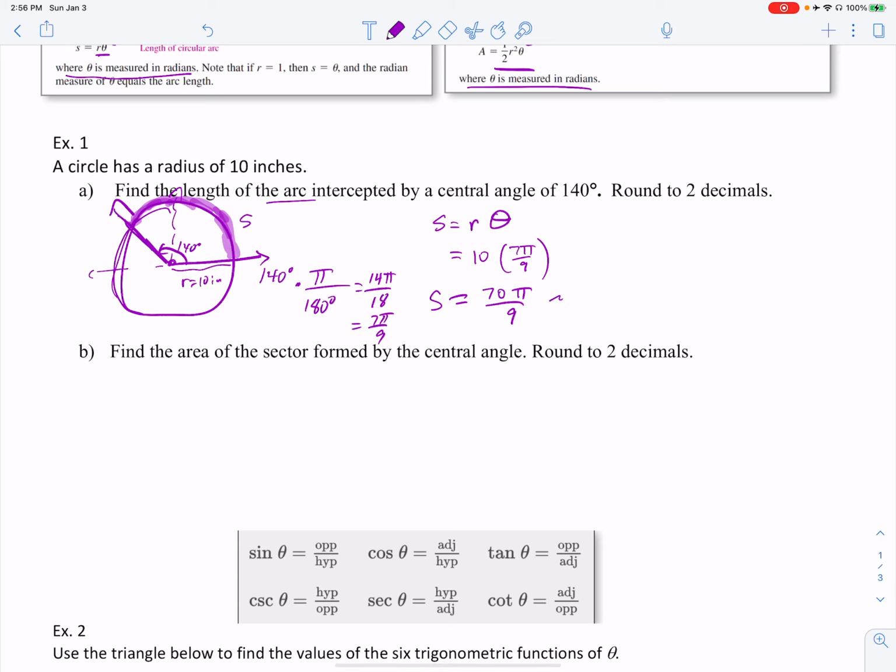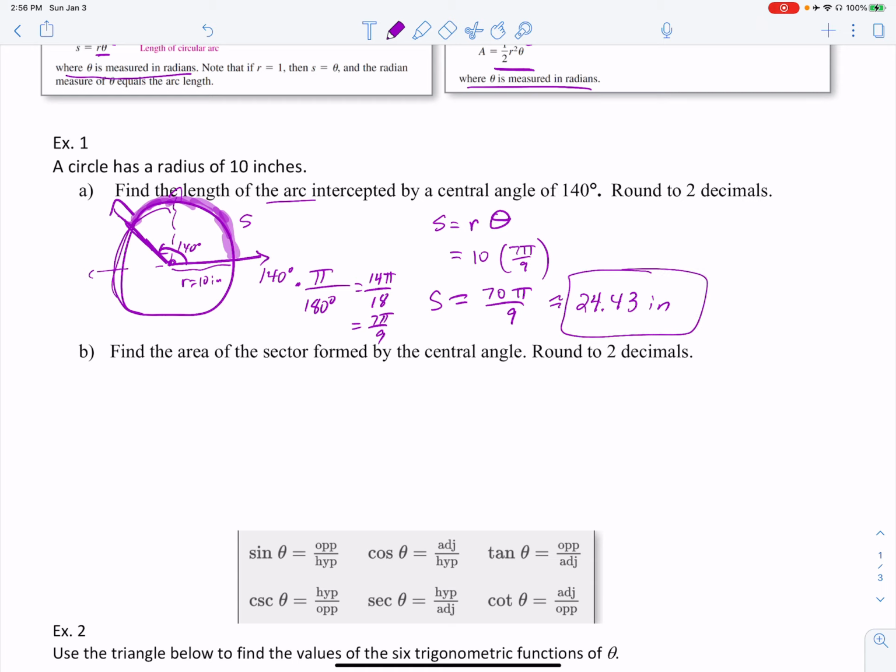Put that in your calculator. Use the pi symbol in your calculator. Do not just use 3.14, it doesn't have enough decimal places. To 2 decimal places, check it out. You should be getting 24.43 rounded, and don't forget the units of inches.